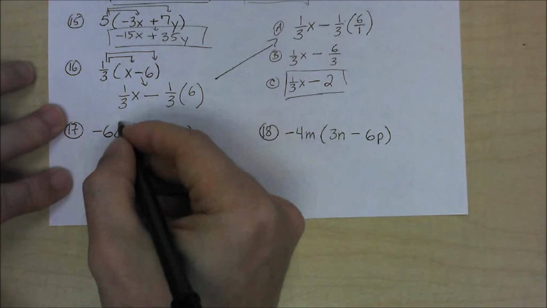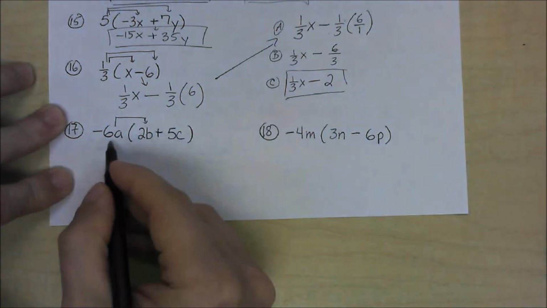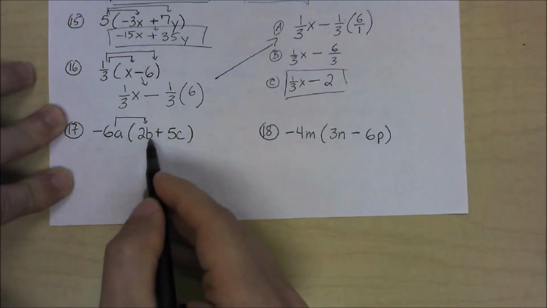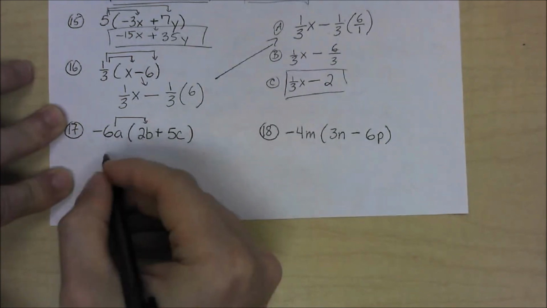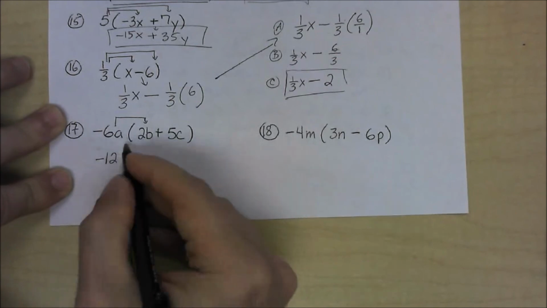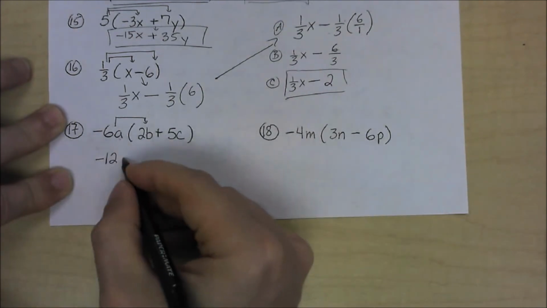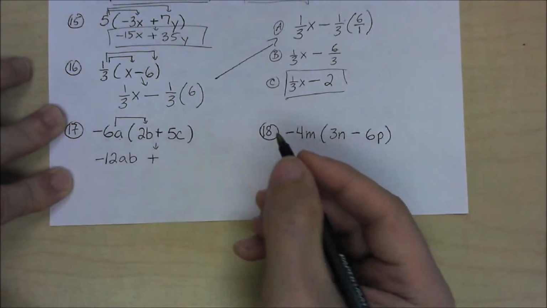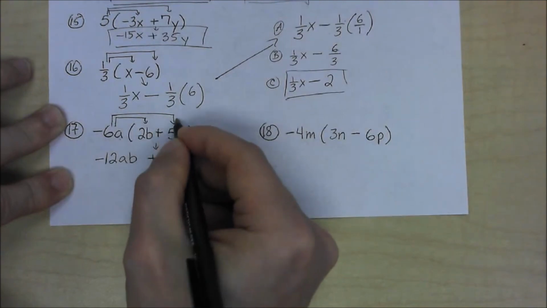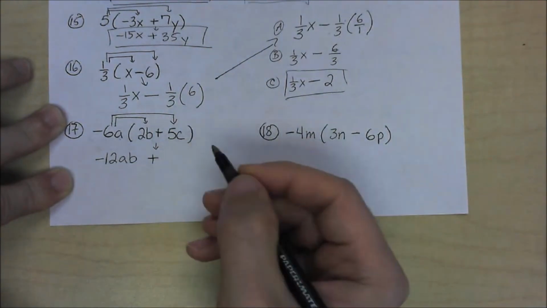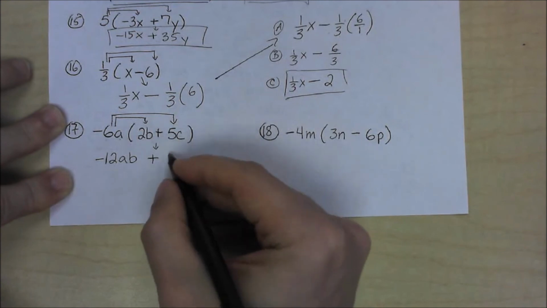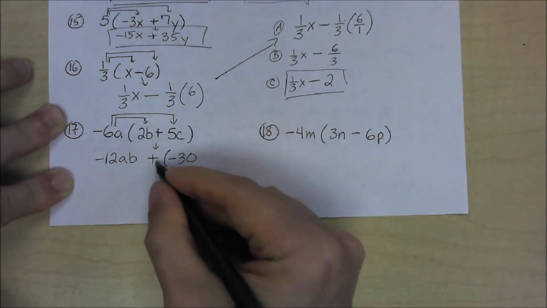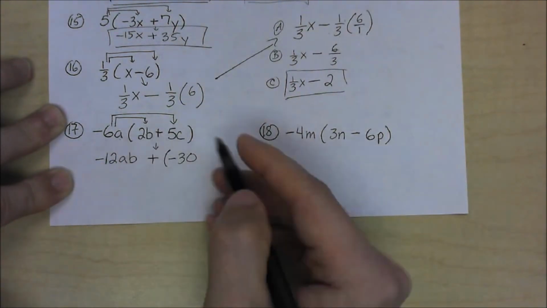Now the last ones. Here I've got -6a times the quantity 2b plus 5c. Well, -6a times 2b. -6 times 2 is going to be -12. It's negative because the signs are different. The letters are a and b, so I write ab. Bring down the plus. Now I've got -6a times 5c. Well, -6 times 5, signs are different, so it's negative. That's -30. I put my parentheses there to separate the plus from the negative sign, and the letters were a and c.